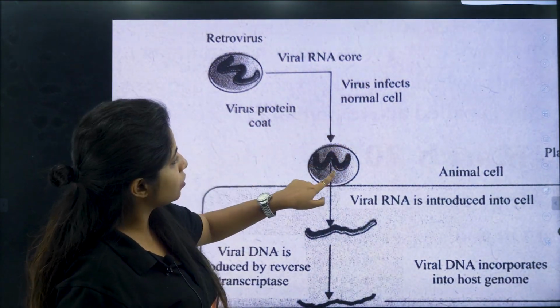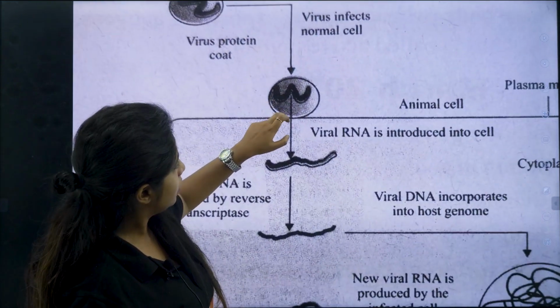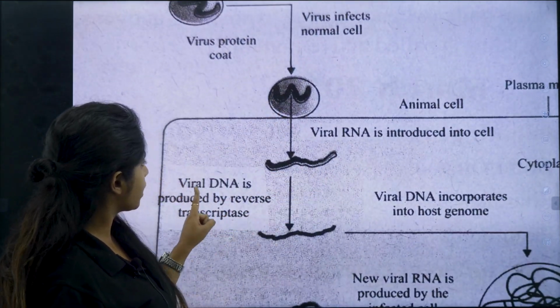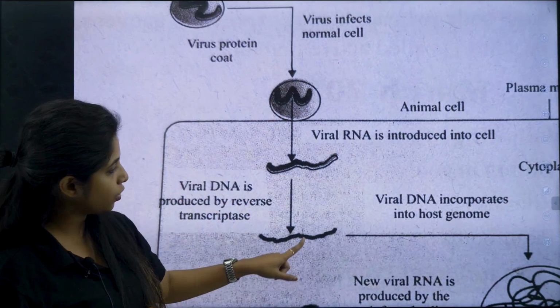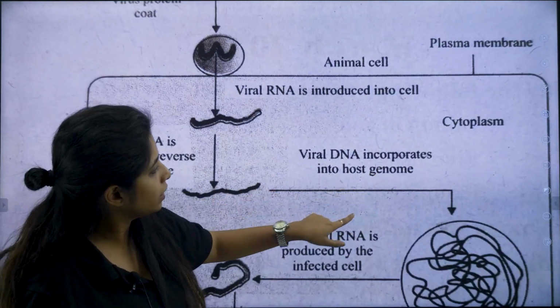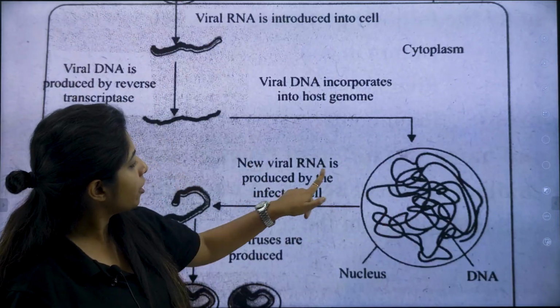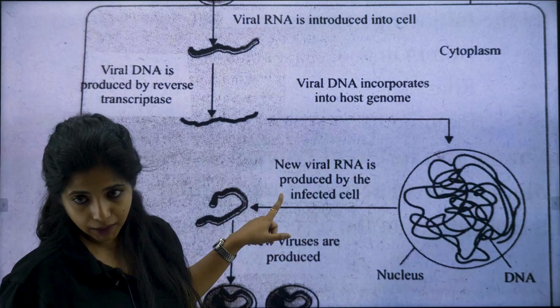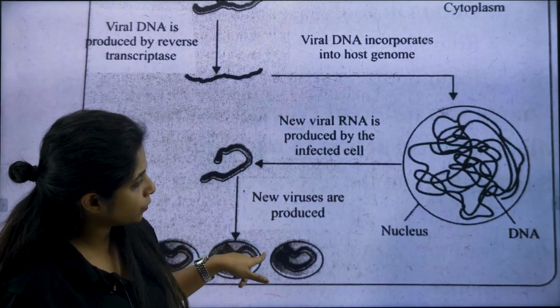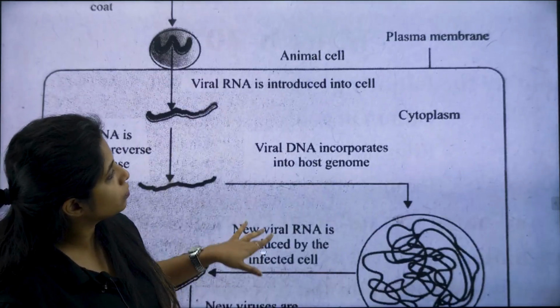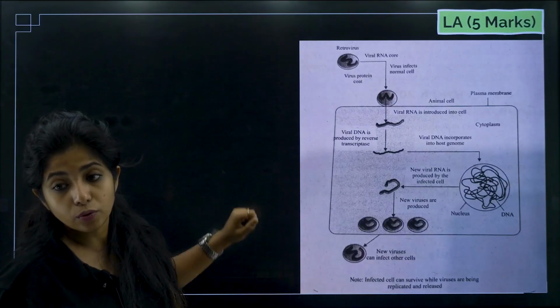The virus infects the normal cell over here, you see, and then RNA is introduced over here. Viral DNA is produced by reverse transcriptase. You got the viral DNA. This viral DNA incorporates into the human genome. New viral RNA is produced by the infected cell. It will only make it. New viruses are produced, and new proteins are also being produced, and then later it moves out. So this is how you can explain it.